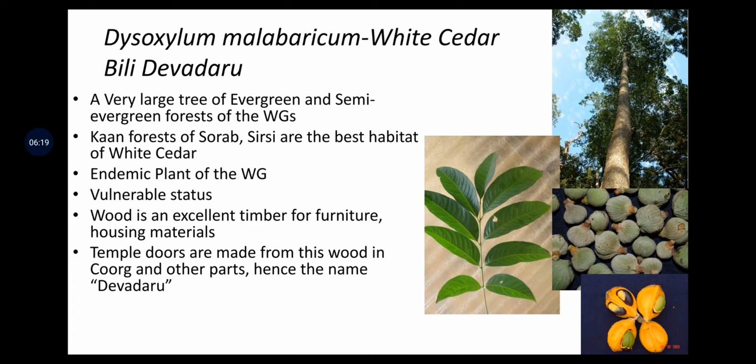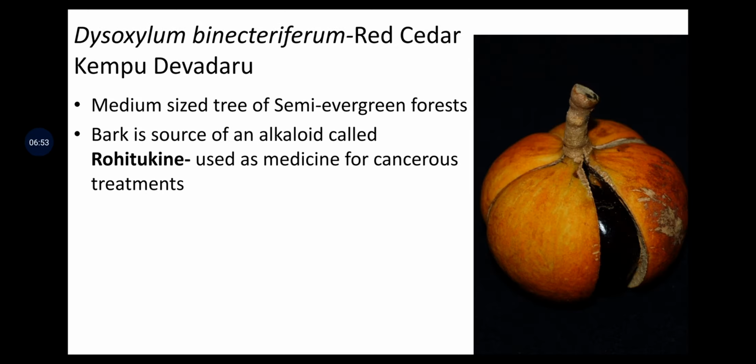Second important species is Dysoxylum malabaricum. This is also known as white cedar or Bili Devadaru, a very large tree of evergreen and semi-evergreen forests of Western Ghats. Forests of Sorab are the best habitat of white cedar, endemic plants to Western Ghats, vulnerable in its status. Wood is an excellent timber for furniture, housing material. Temple doors are made from this wood in Kodagu and other parts, hence the name Devadaru.